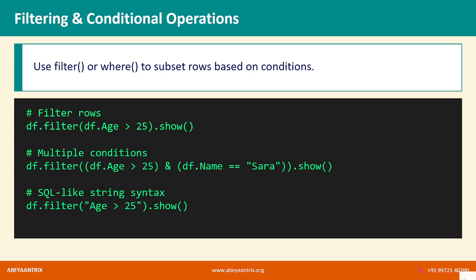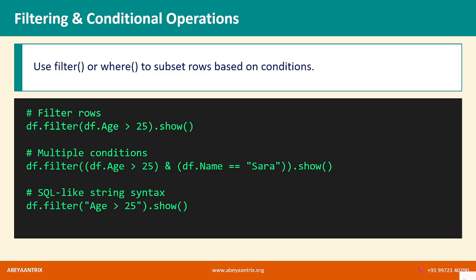Then you can also filter based on some conditions. Here we are mainly using two functions, filter or where, based on the condition. Let us say I want to filter the age column for values greater than 25. How can I do it? df.filter, df.age greater than 25. So I want only these kinds of values. I give the condition followed by .show(). This is how I am filtering.